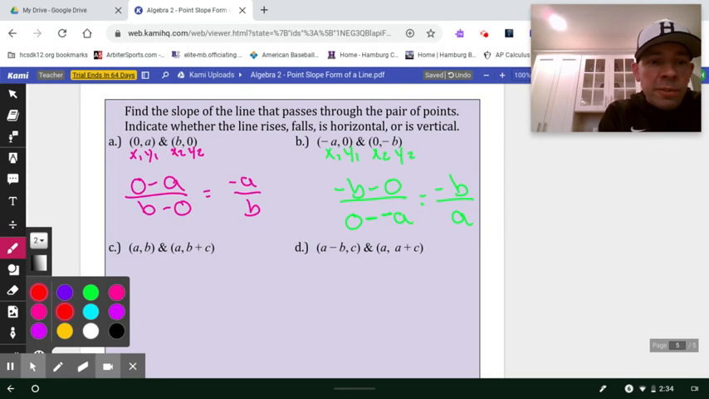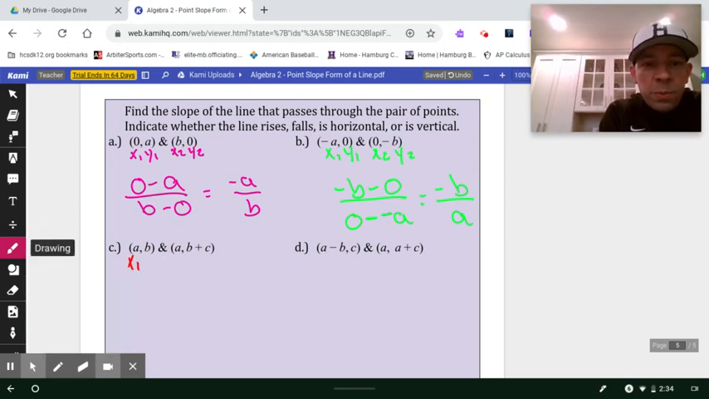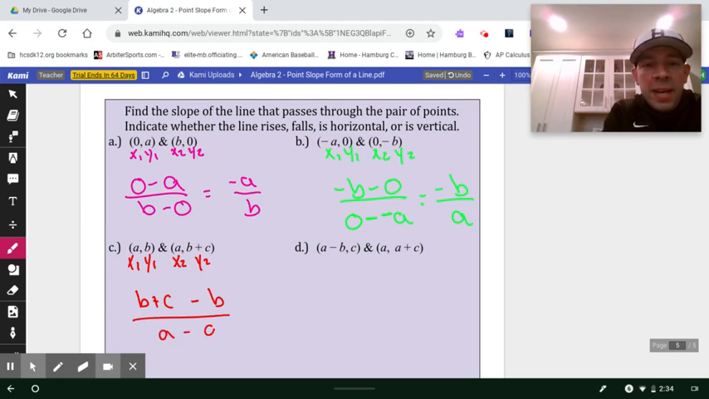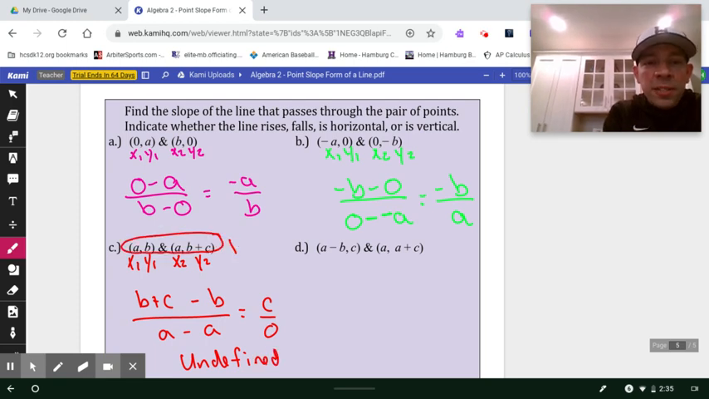Let's try red. We've got x1, y1. Let's call this x2, and then b plus c is going to be my y2. So I'll start off with b plus c, and then subtract b, and then I've got a minus a. Uh-oh. So I'm getting c divided by 0. Anything divided by 0 is undefined. So we would say this slope does not exist. In other words, the line that connects these 2 points is going to be a vertical line.